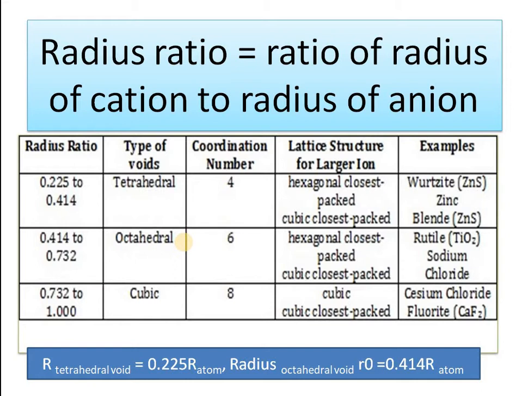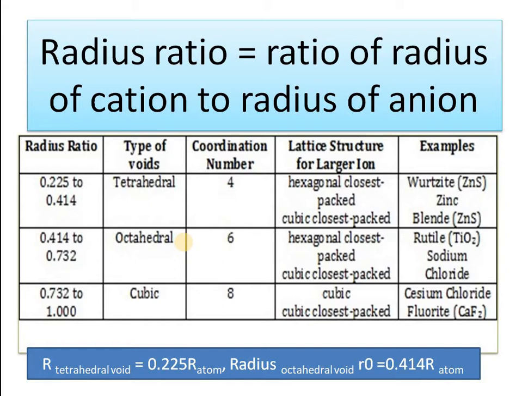If the radius ratio is between 0.225 and 0.414, the arrangement is tetrahedral, then above that it is octahedral, and 0.732 to 1 is cubic. A student may ask, sir, what if it is less than 0.225? Yes, it is possible, and it would have a coordination number less than 4, meaning trigonal, 3. So as the radius ratio increases, the coordination number increases. That we have to keep in mind.